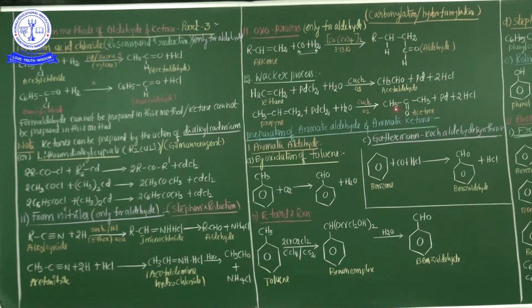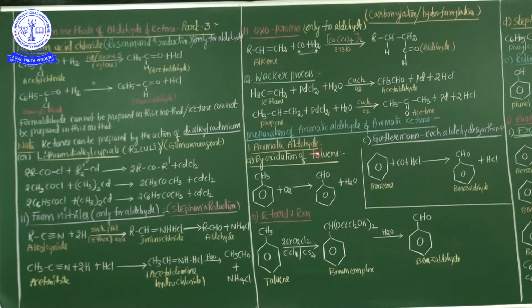Both aldehyde and ketone can be prepared by this method. Write down this point, my dear students. Through Wacker's process, aldehydes and ketones, both of them are easily prepared, but this is a recent method for manufacturing, especially if you prepare acetaldehyde. The best process is the Wacker's process. That's why, my dear students, this is a recent method for the manufacturing of acetaldehyde from ethylene. Both aldehydes and ketones can be prepared by this method.